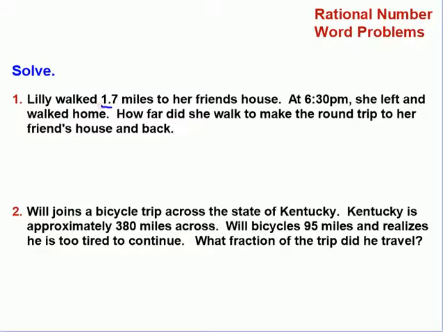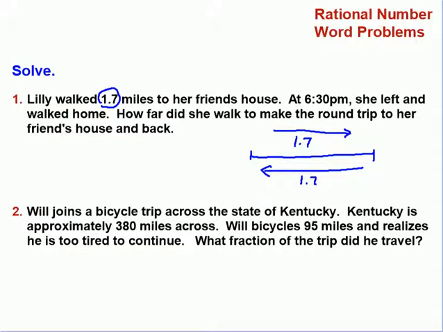Finally, let's take a look at a couple of small word problems. Lily walked 1.7 miles to her friend's house. So she started here, and she walked to her friend's house, 1.7 miles. At 6:30, she left and walked home. So she was going that way, and coming back this way. How far did she walk on the way back? She also walked 1.7 miles.